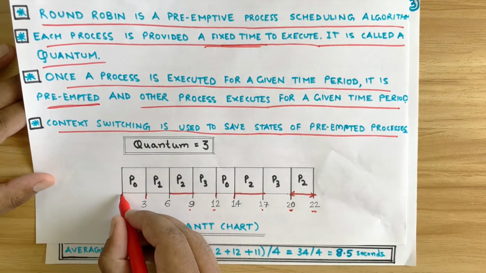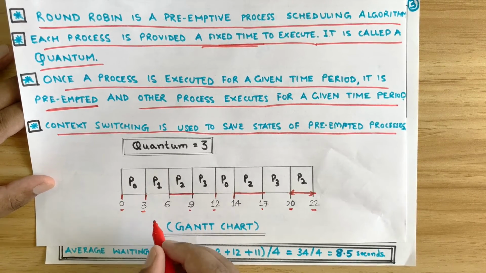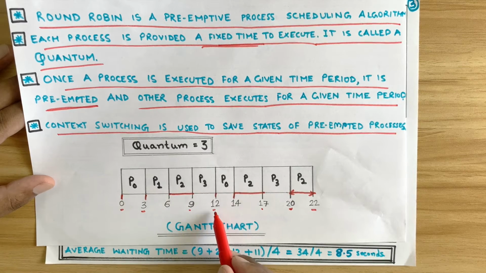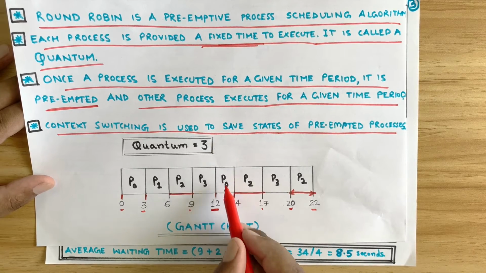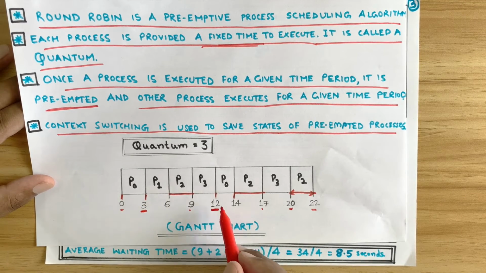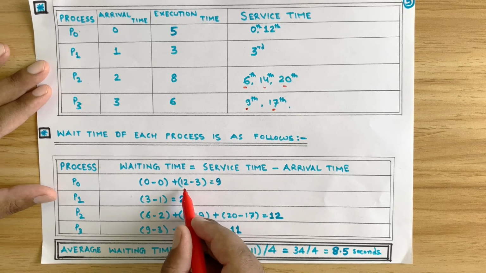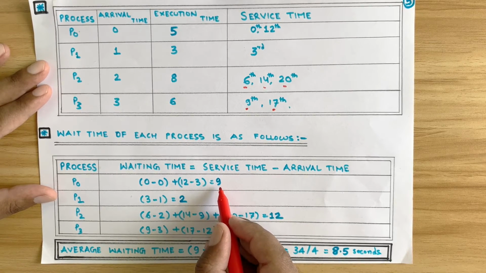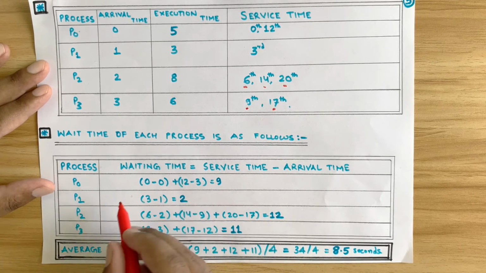Since P0 continued its execution from 0th second to 3rd second, it is provided service again at 12th second. You can see here P0 is provided service again at 12th second. It finished its execution at 3rd second, hence it returned to job queue at 3rd second, but it started again at 12th second. So we subtract 12 minus 3, which gives 9 seconds. Hence it had to wait 9 seconds in the job queue to get service.